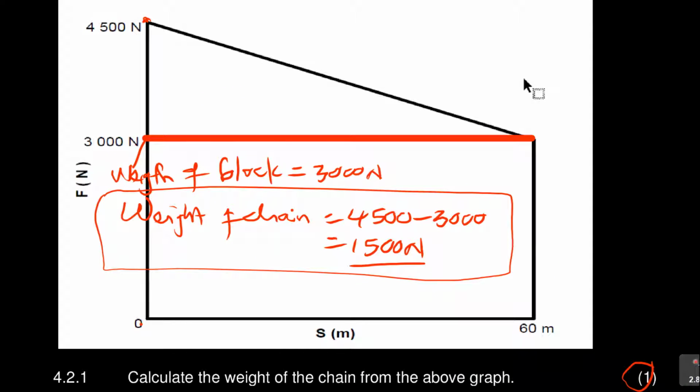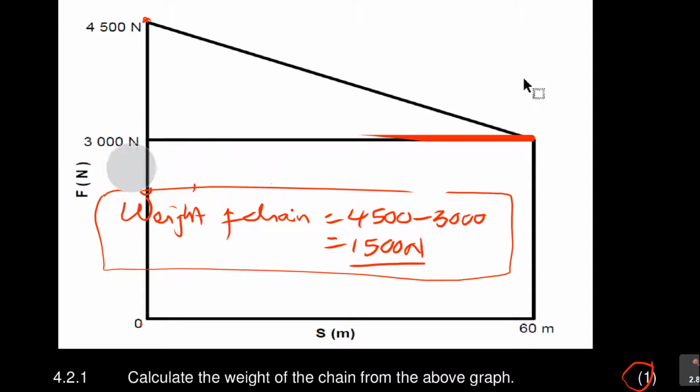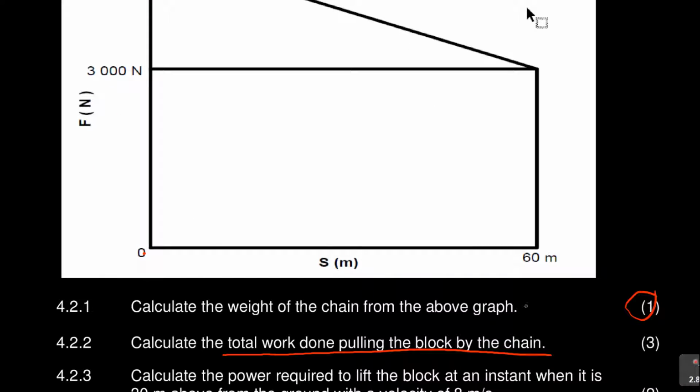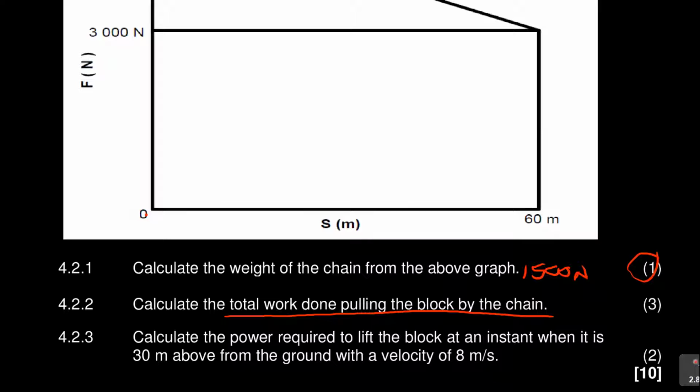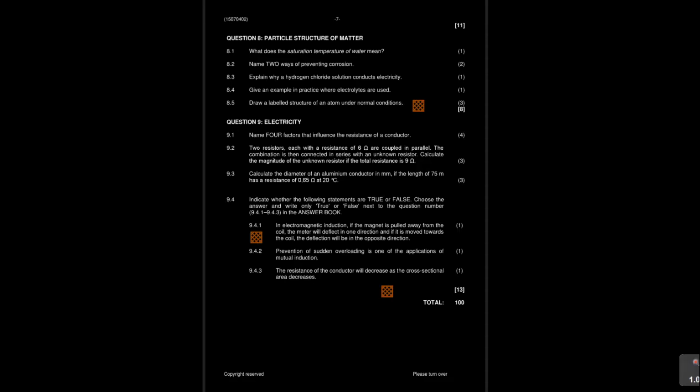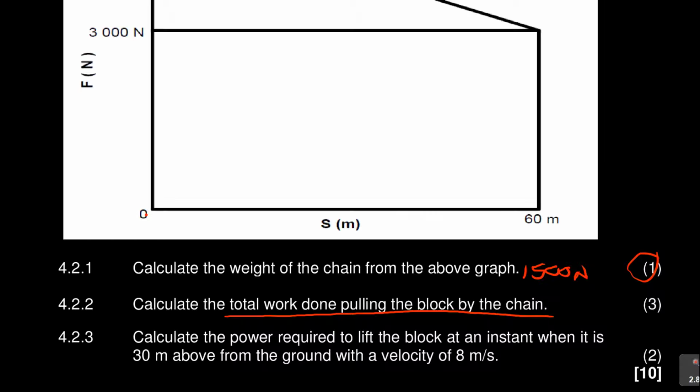Okay. Now I'm forced to erase these in a way. Let me erase this because we did calculate that. We said this one is what? 1,500 newtons. Now, when they say calculate the total work done, remember the formula for work done, we said it is what? Force times distance. So let me write this formula to remind you: work is F times S, force times distance.